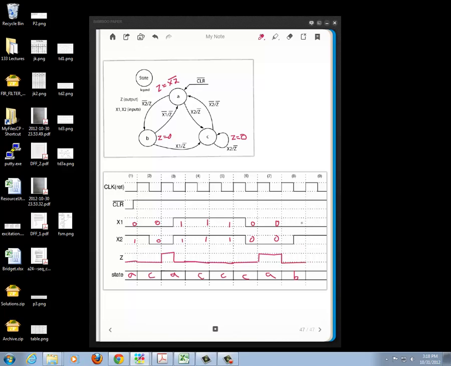And now we are in state B and we have the 0, 1 condition. So in state B, X1 is what is mattering. So X1 is a 0. We're going to transition now back to A. In state A, we have Z is the opposite of X2. X2 is a 1, so Z is a 0. And we have finished the timing diagram.